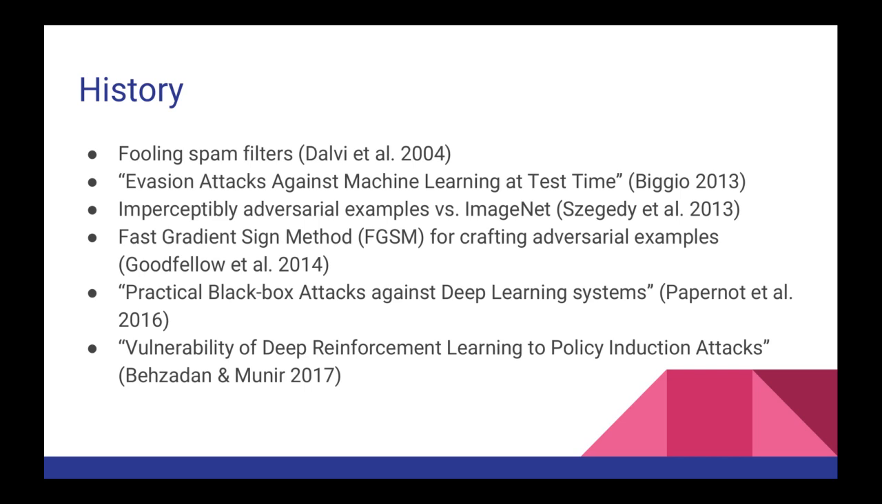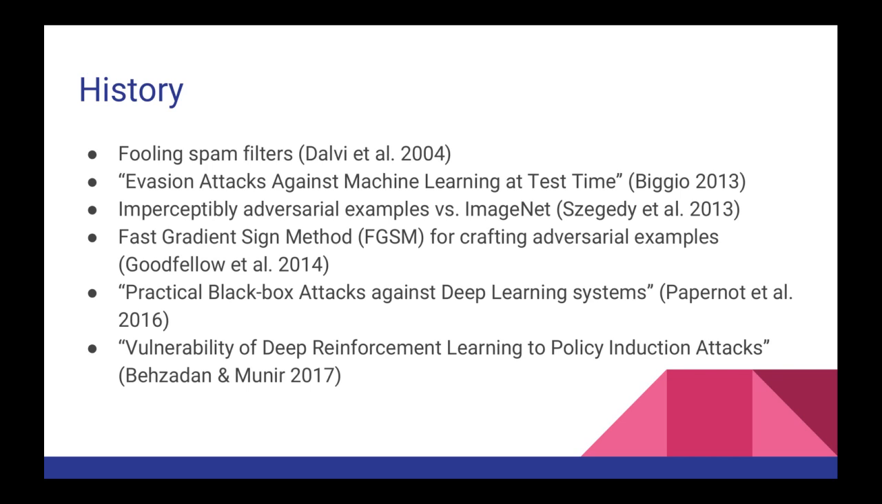In 2014, Goodfellow introduced a method for crafting those adversarial examples, or essentially he introduced a method for creating manipulations or perturbations that would make an input image into an adversarial example. And they call their method the fast gradient sign method.